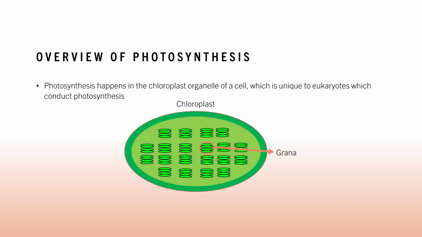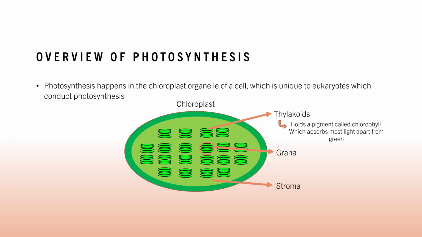And first, it has grana, which are made up of thylakoids, which hold a pigment called chlorophyll, which absorbs most light apart from green light. We also have stroma. So stroma is the liquid inside the chloroplast.